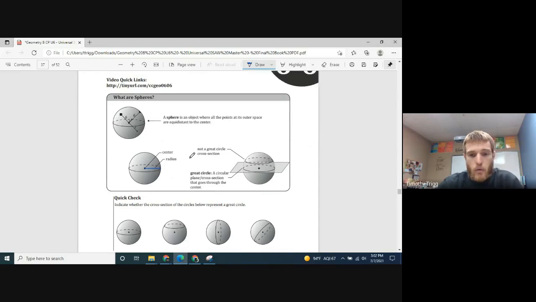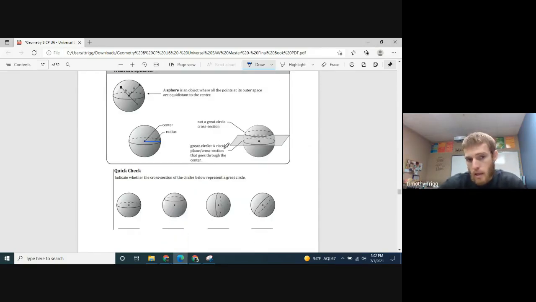And there are things called great circles. So a great circle is a circular plane cross section that goes through the center. So imagine a cross section through the center where you get the circle, the biggest circle through the middle there.